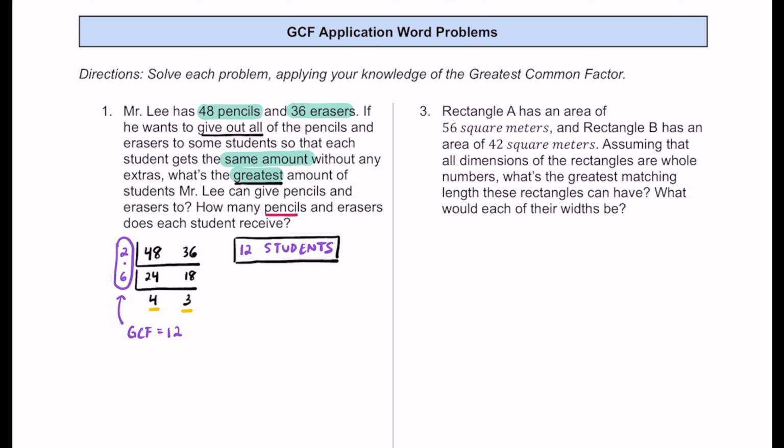So it says how many pencils and erasers does each of these students receive. Now that's where we use these numbers here of 4 and 3, right? Now there were more pencils than erasers, so this 4 represents that each student is going to receive 4 pencils, and the 3 represents that each student is going to receive 3 erasers. All right, so each student's going to receive a total of 7 items, and there would be none left over if we gave 12 students 4 pencils and 3 erasers each.